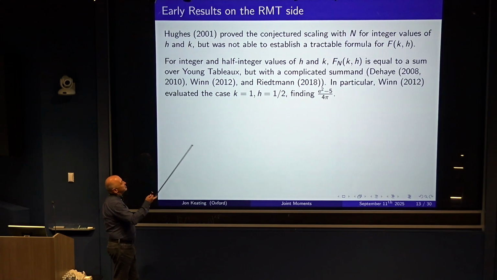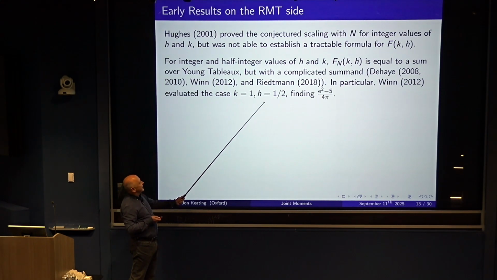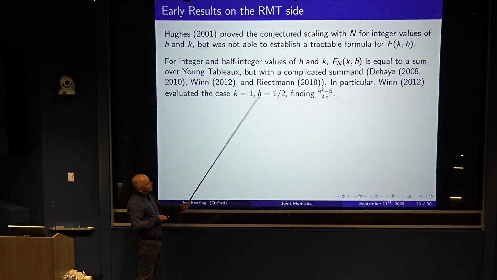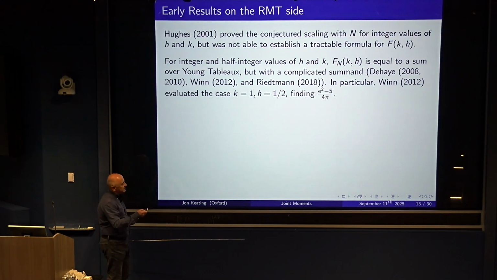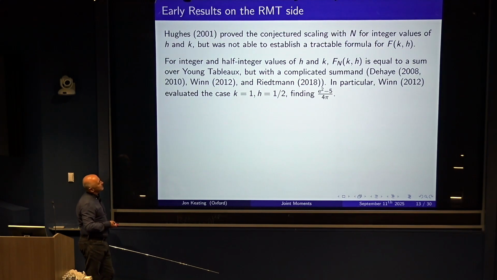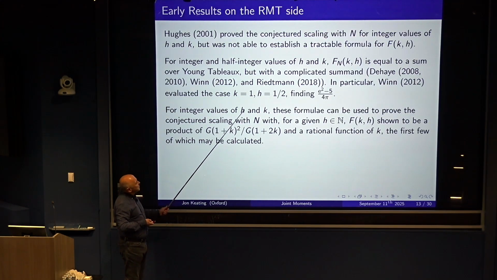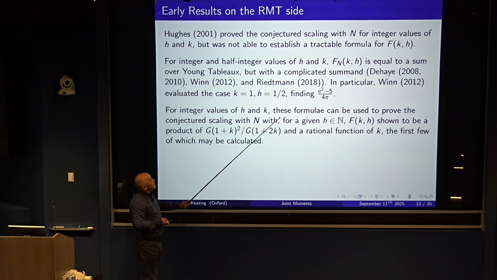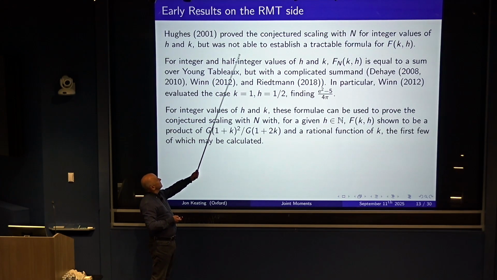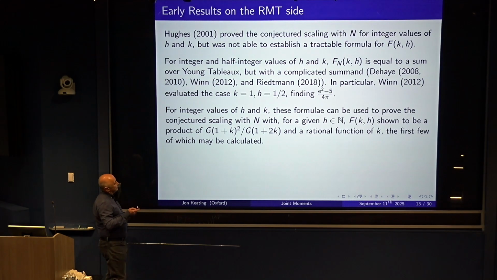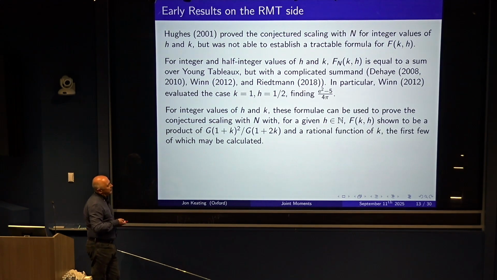And it stimulates you to think, well, can we do it in other cases other than this? But his approach got more and more difficult as k and h increased, and it wasn't easy to see an organizing structure. For integer values of h and k, you can use this approach to recover the Hughes result, the scaling with n. But again, this doesn't give you any simple formula for f.